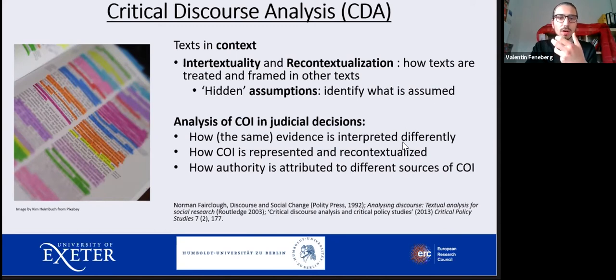So this is also part of our analysis, and we approach this in 2 steps. First, we look, in a sort of close reading of the decisions, at how the same evidence is interpreted differently based on different assumptions. And in a second step, we look at how COI, so actual COI reports, are represented and recontextualized based on these assumptions and how authority is attributed to different sources of COI. And I will give you some examples in a minute.